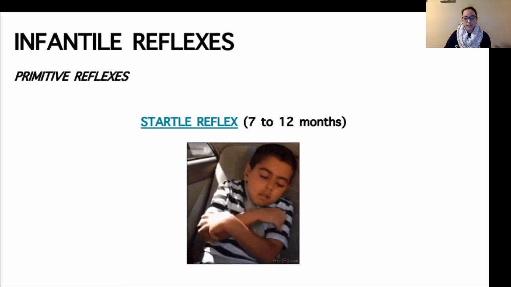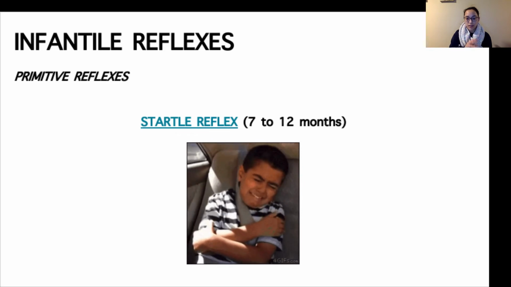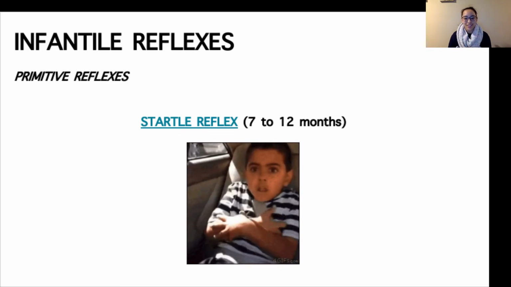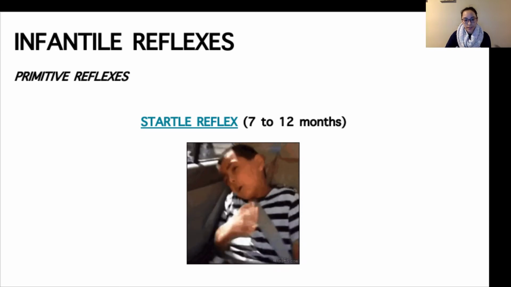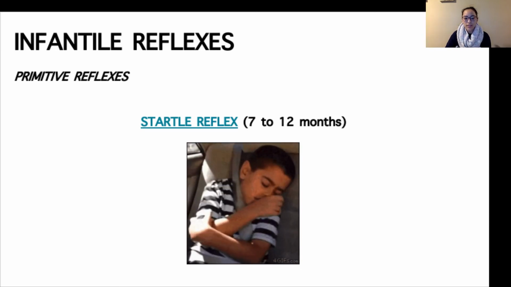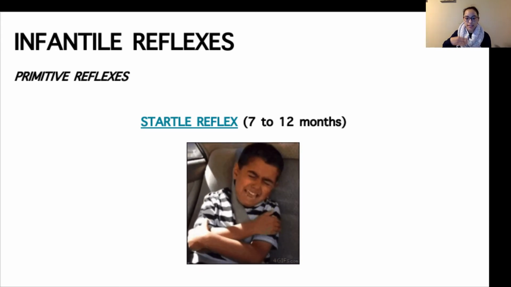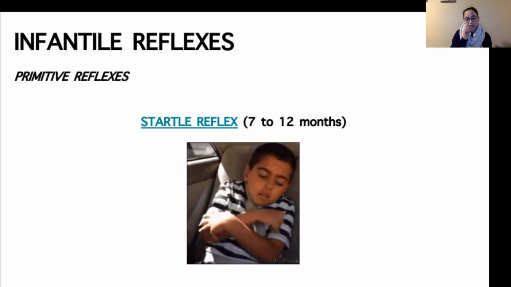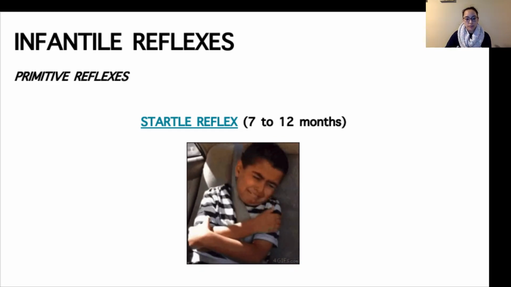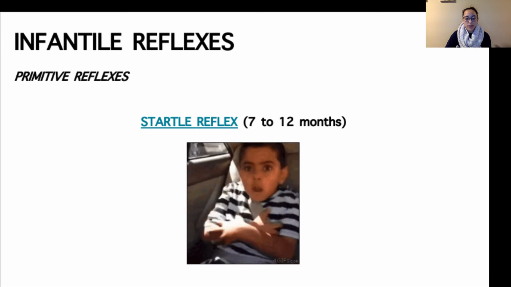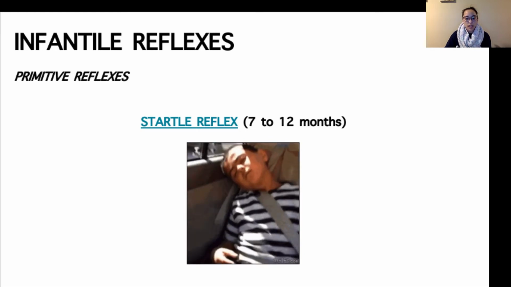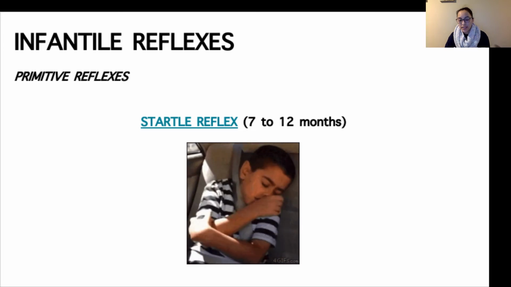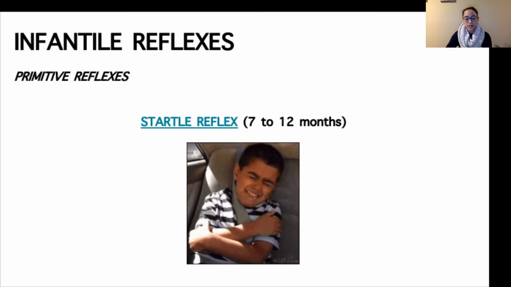Startle reflex, again, if you scare the infant, I love this gif, what happens is the arms and legs will flex into the body. Usually the starting position for this one, when it's tested in a clinical setting, is in a supine position. The startle reflex does extend into adulthood, but the specific difference is that infants are in a supine position.